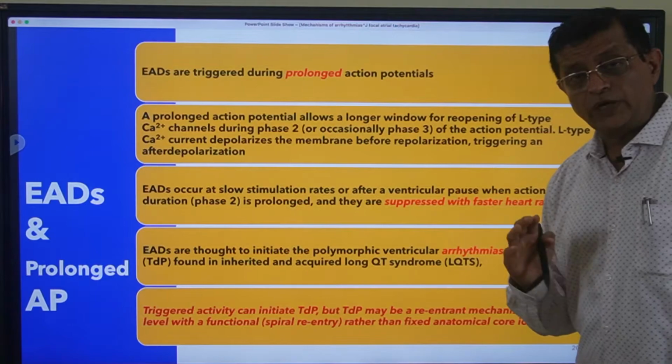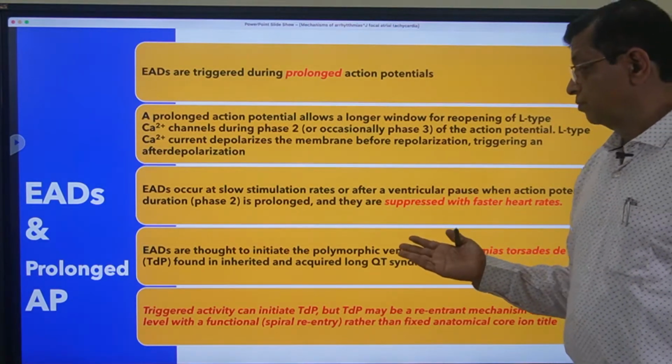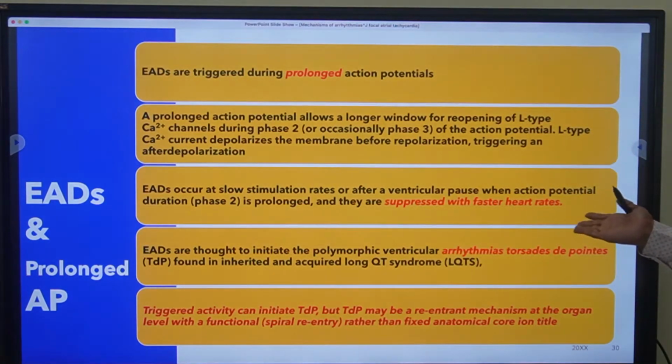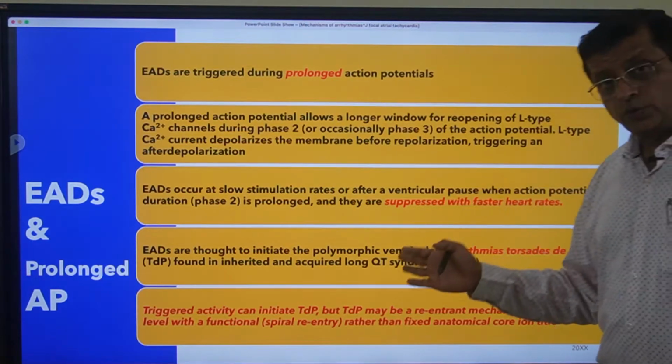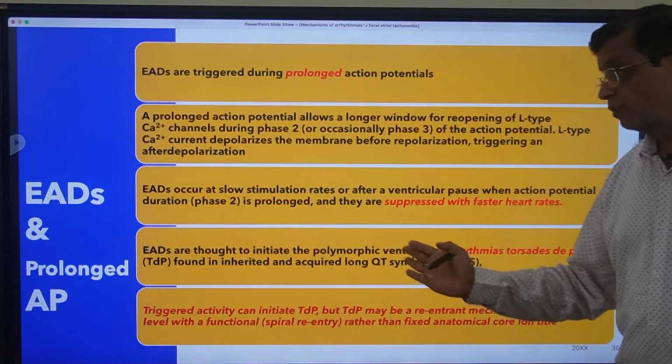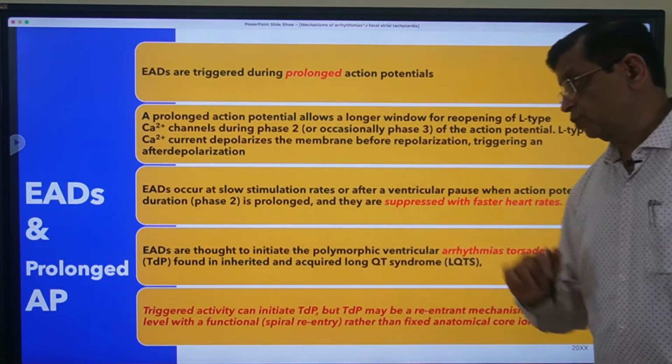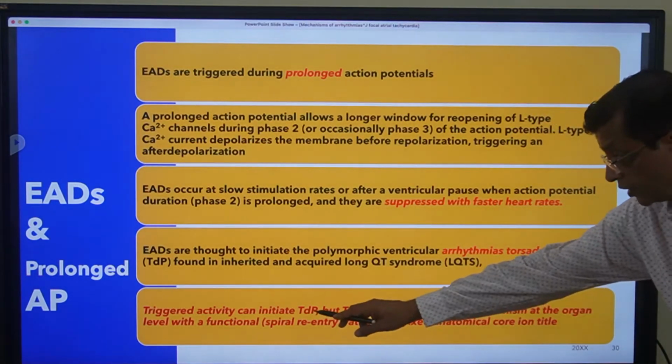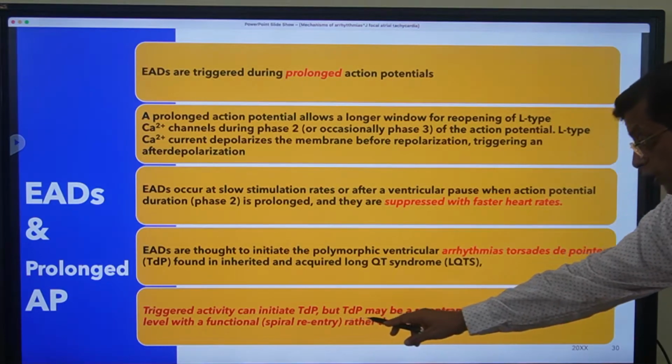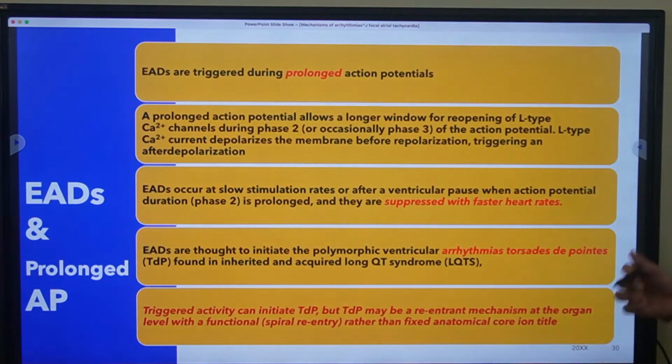(LQTS). So whenever this polymorphic ventricular arrhythmia torsade occurs in a setting of long QT, acquired or congenital, the most probable mechanism is early afterdepolarization. Triggered activity can initiate TdP, but TdP may be a re-entrant mechanism. So it can initiate TdP.